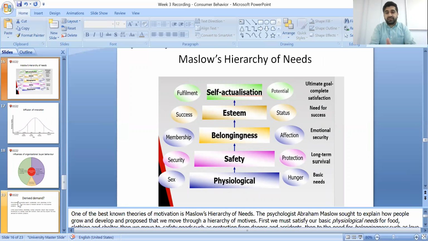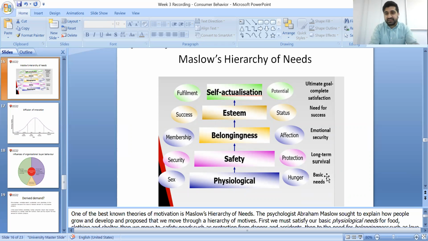Maslow's hierarchy theory. Basically, this is a motivational theory. There are different stages of this theory. Number one is the physiological. First of all, Maslow says that we should keep in mind the basic needs of the customers, of people. What are their basic needs? First, we have to achieve our basic needs. This is our physiological stage.